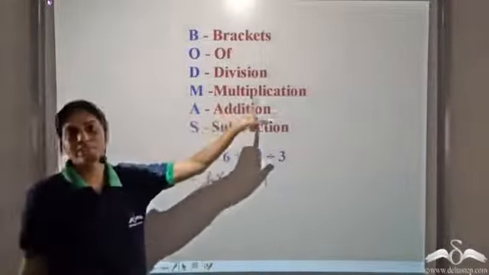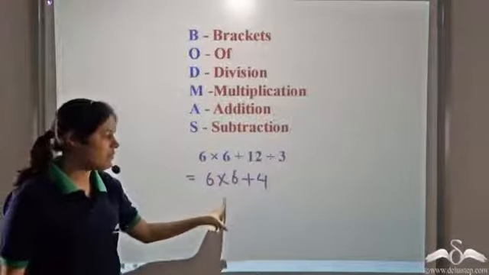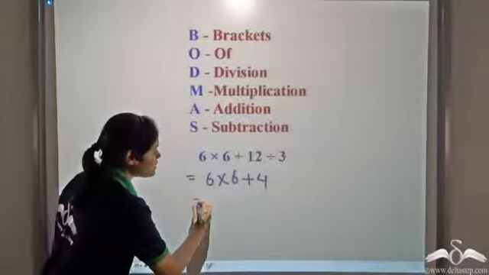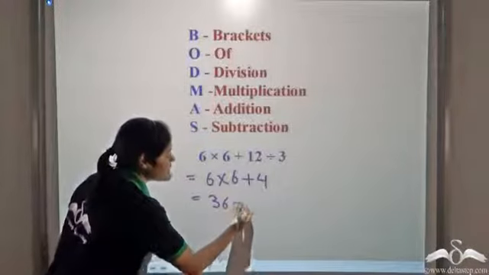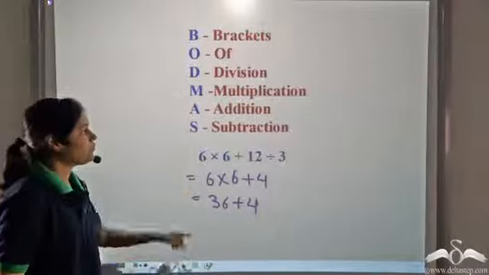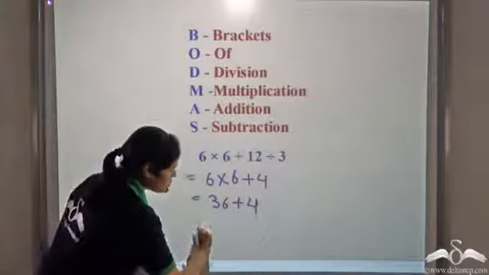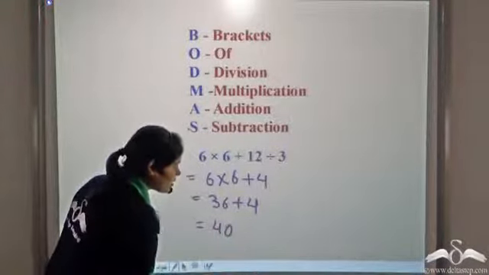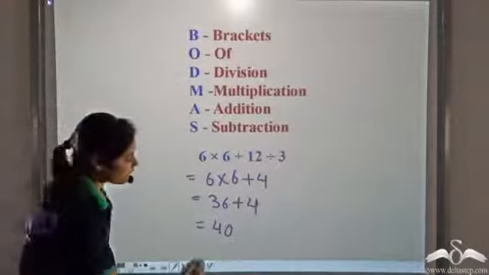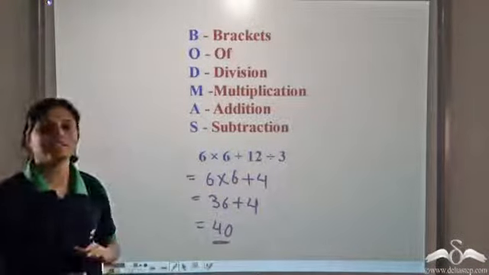M stands for multiplication. So we solve the multiplication. 6 into 6 is 36 plus 4. Then A. A stands for addition. So 36 plus 4 gives us 40. So 40 is the correct answer.